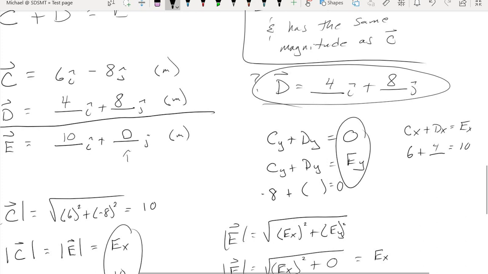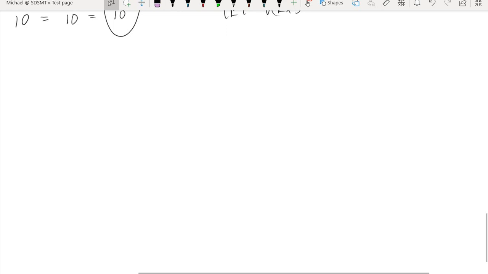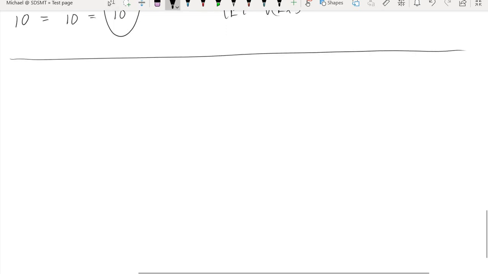And now we're done. We have the components of vector D. From there we can find magnitude and angle if we're asked for it. But we're at the end of the problem. So that was a slightly shorter example problem. But now we'll finish off with a slightly more complex example problem.